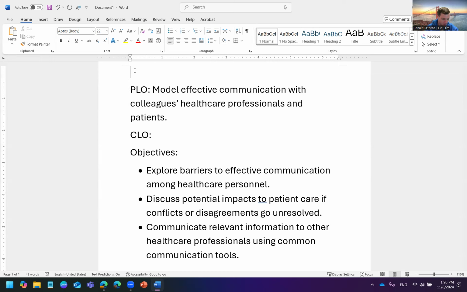So real quick, I'll add this to the college-wide. I think the focus here is communication. And I'm not sure what level of Bloom's. We have the college-wide learning outcomes broken into 3 sections.